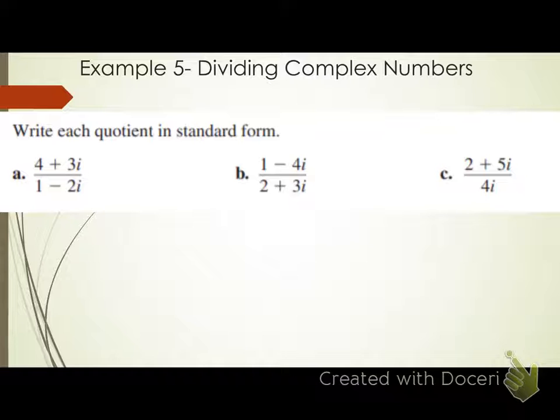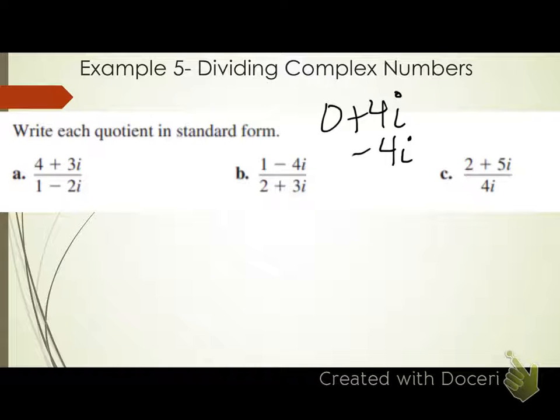So I have (2 + 5i) over 4i. I have to determine the conjugate of my denominator. It looks a little different because there's not a real part to it. If I wrote that with a real part, it would be 0 plus 4i. So the conjugate of that would be 0 minus 4i, or just negative 4i.